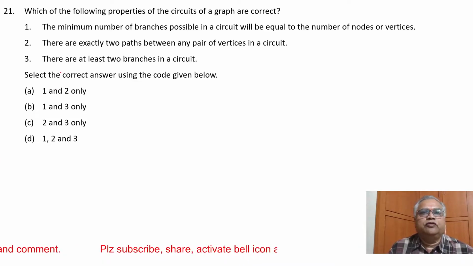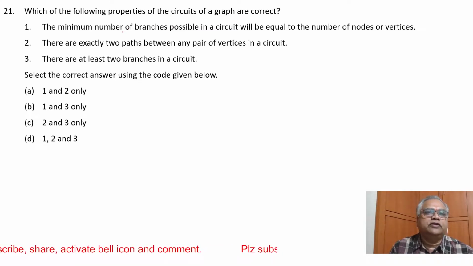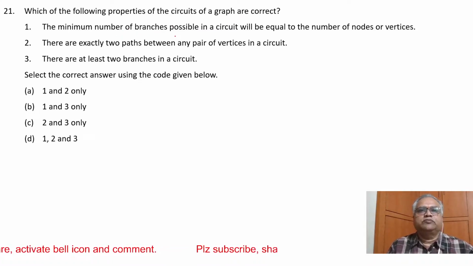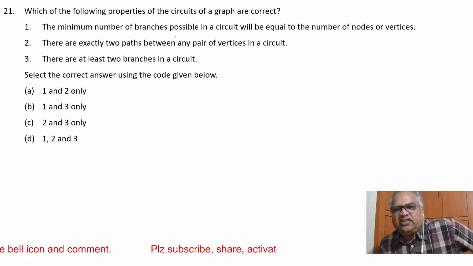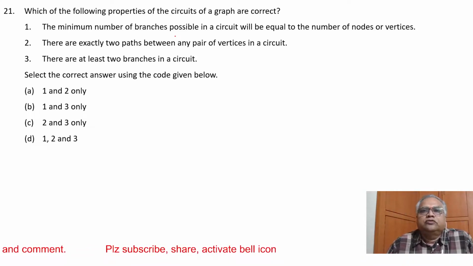Which of the following properties of the circuits of a graph are correct? Again graph theory. Minimum number of branches possible in a circuit will be equal to number of nodes or vertices.